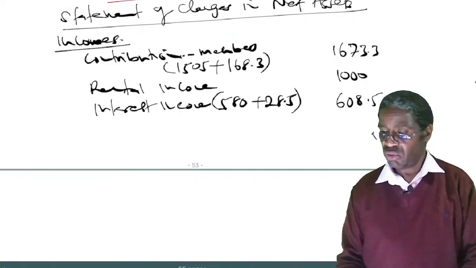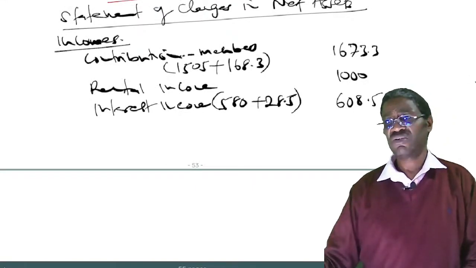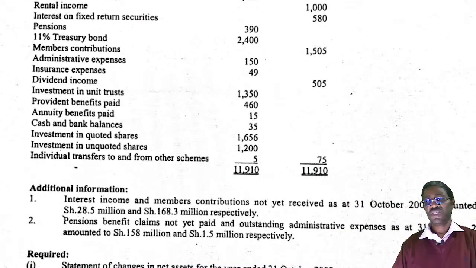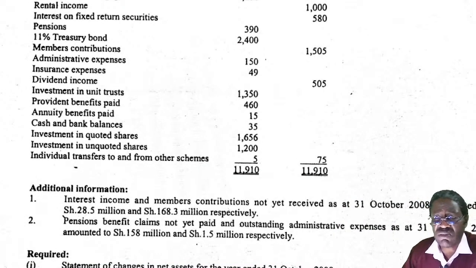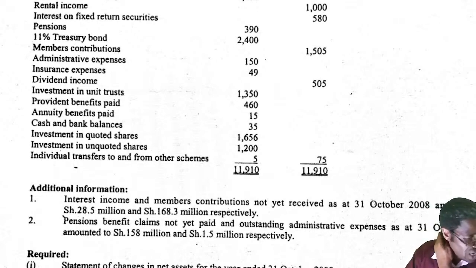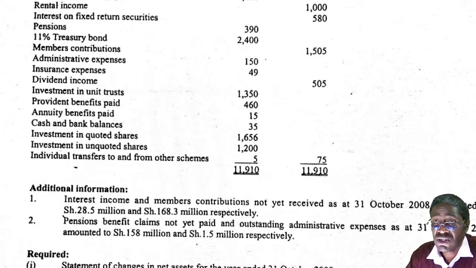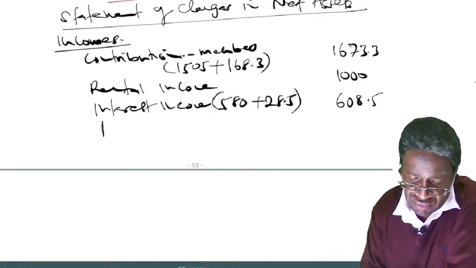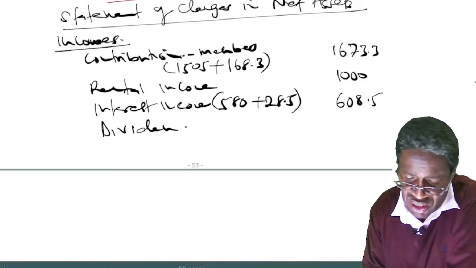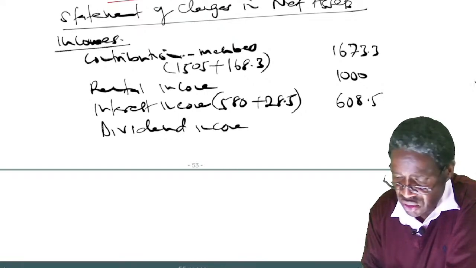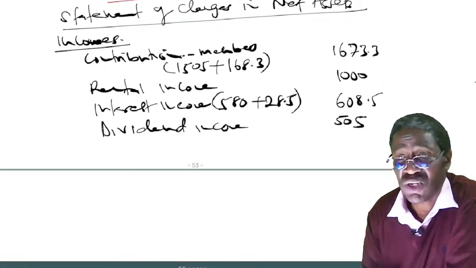We are looking for our incomes now. I am through with the interest income up there. The next item on the credit column is 1505. That's members' contribution. We have already used it. After members' contributions, I can see the next one is dividend income. Does it have an adjustment? No. So for dividend income, I just pick it as it is, 505. Bring it. Dividend income, 505. That one has no adjustment.